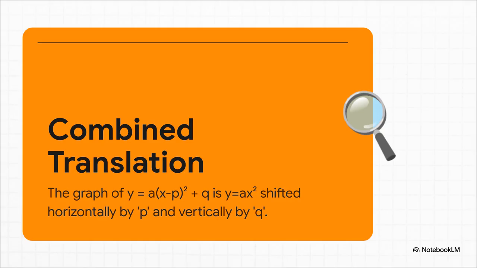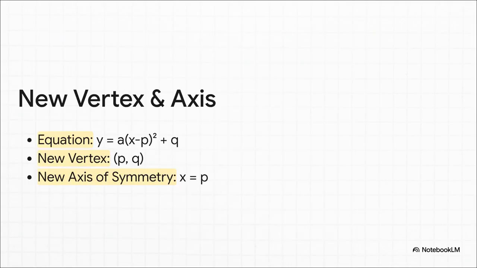The p-value inside the parentheses moves it left and right, and the q-value tacked on the end moves it up and down. With p and q, we can pick up our parabola and plop it down anywhere on the graph we want. So here's the really, really cool part. This form of the equation, which we call the standard form, is like a secret treasure map. It literally tells you the exact location of the vertex.